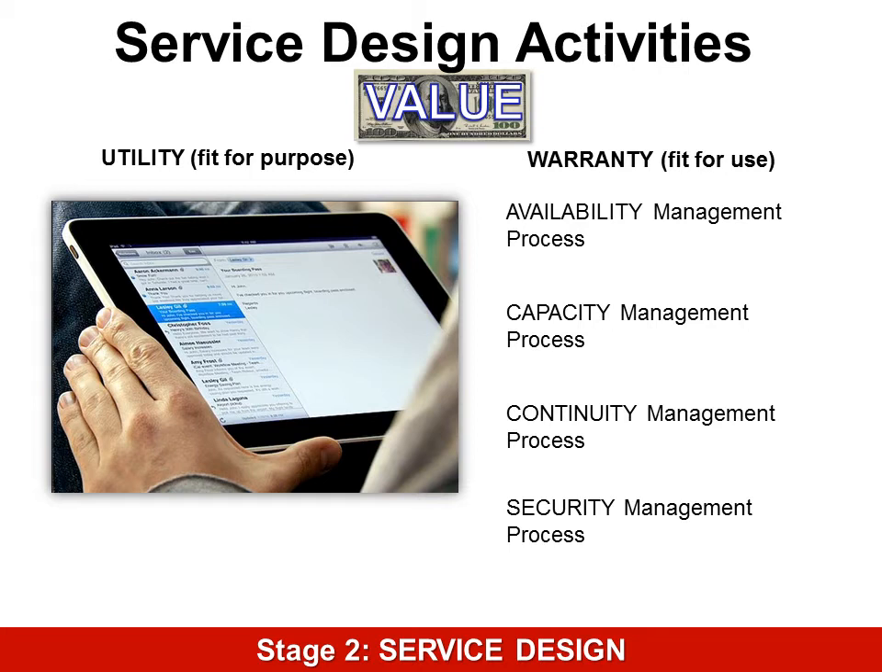Continuity is, yes, I know sometimes you have to take the service down, and I get a notification that service will not be available Sunday between 3 and 4 a.m. But it also means that if it accidentally goes down, if I have an outage, that it can come back up quickly, so I don't lose a lot of business. And then security is to make sure that people don't access it when they shouldn't access it. So those four components always go together in warranty.